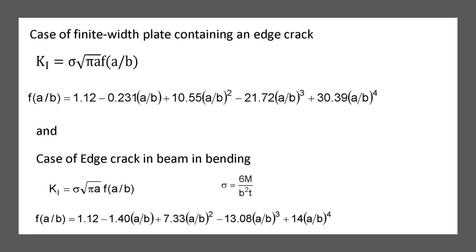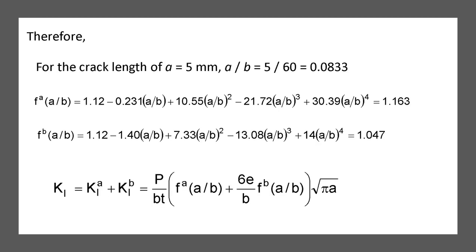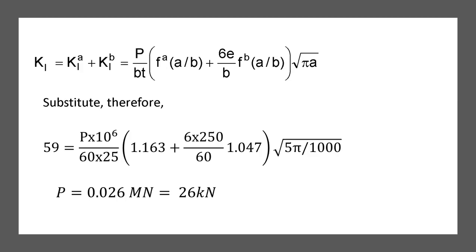Therefore, for the crack length of a equals 5 mm, a/B of 5/60 is equal to 0.0833. The geometric factor or the function equation for the axial force is 1.163 and for bending 1.047. By using superposition, the stress intensity factor can be calculated using this equation. And by substituting, the maximum load to be applied shall not exceed 26 kN to avoid fracture.